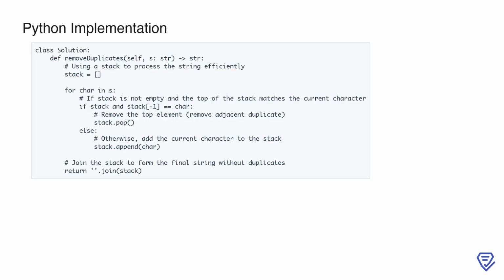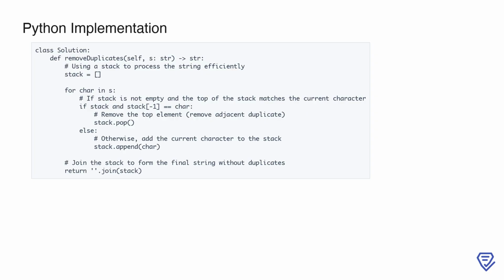5. Adding non-duplicate characters. If the current character does not match the top of the stack or the stack is empty, the character is added to the stack using stack.append(char). This ensures that non-duplicate characters are preserved. 6. Constructing the result. After processing all characters in the input string, the stack contains the final string with no adjacent duplicates. The join method is used to concatenate the characters in the stack into a single string, which is then returned as the result.